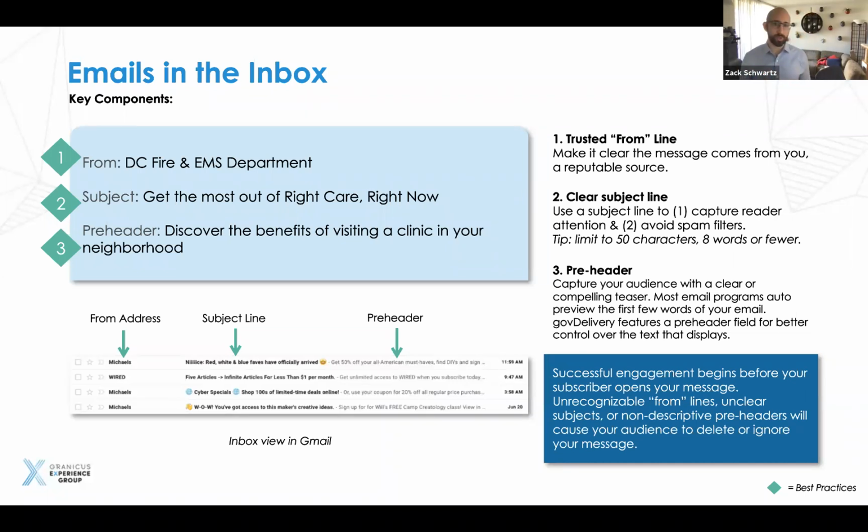And always important to remember that successful engagement begins before your subscriber opens your message. You're not starting with the message itself, you're starting with the, I always liken it to a book cover. That's the first level of engagement. Unrecognizable from lines, unclear subjects, or non-descriptive pre-headers will cause your audience to just ignore your message or delete it or think that it's spam, and you're going to lose that engagement. So that's where you start.